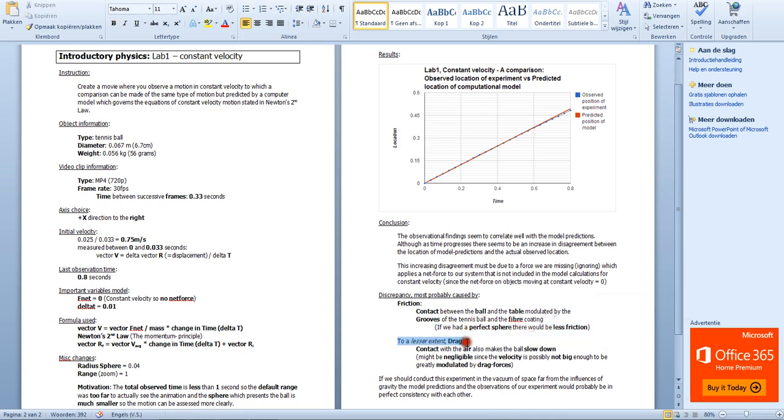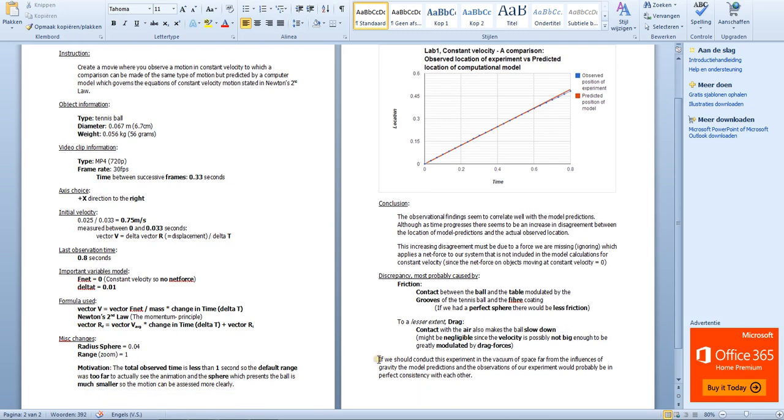To a lesser extent, drag is also involved because there's contact with the air, which also makes the ball slow down, just like this one. It gets slowed down. Now, the drag force mentioned here might be negligible since the velocity is probably not big enough, or the cross-sectional area of our ball is small enough to not be greatly modulated by our drag forces.